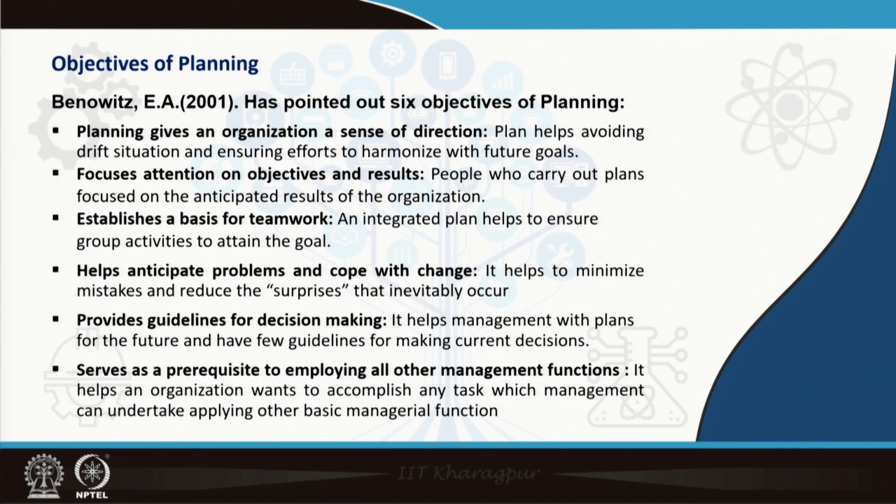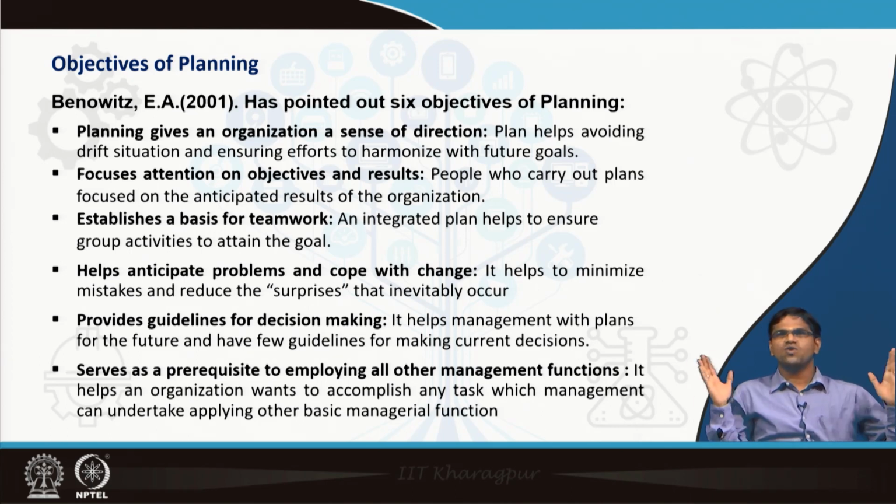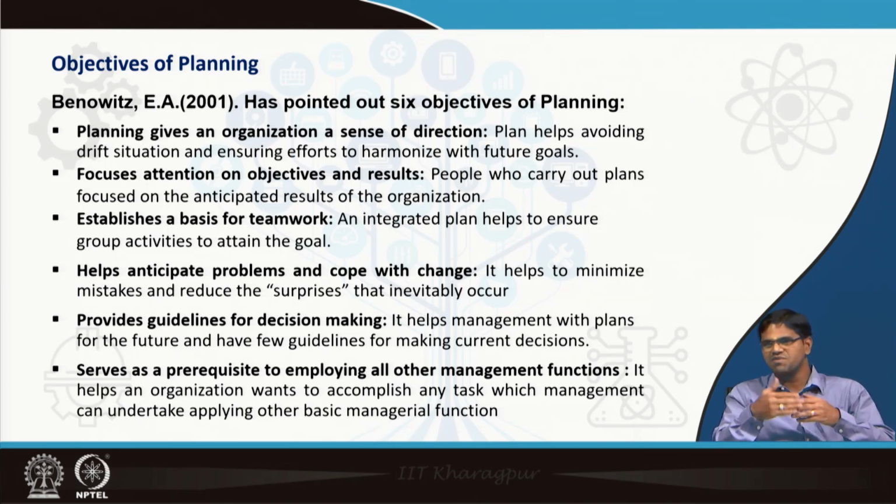Then planning focuses on objectives and results. I would say at least the first end of planning is the objectives. Once you contemplate ideas, look at the alternatives, and analyze the whole business environment, the political and economic situations of the organization, then you will arrive at deciding a goal. So it focuses attention on objectives. At the end of the planning phase, you are arriving at the objectives and results. People who carry out plans focus on the anticipated results of the organization: what we have to do as an organization, what our goal is.